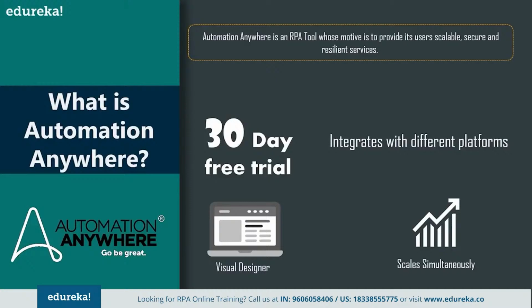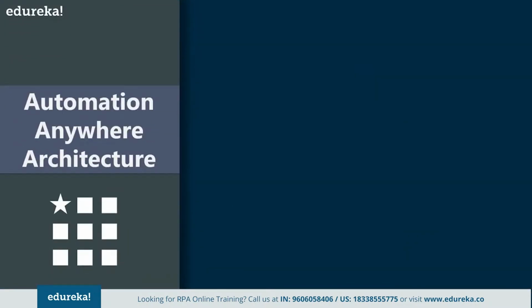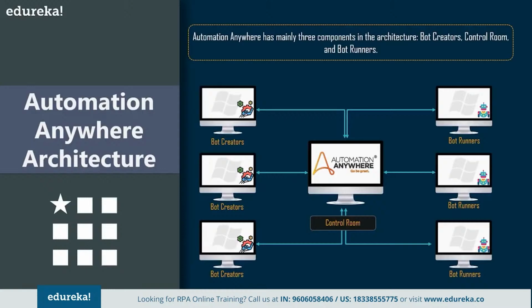So now that I've told you a little bit about Automation Anywhere, let me quickly tell you what its architecture is. Automation Anywhere follows a distributed architecture, which makes sure that centralized management is accomplished via Automation Anywhere's control room. As you can see on the screen, there are three components of this architecture: the bot creators, the control room, and the bot runners. Let's discuss each of them one by one.